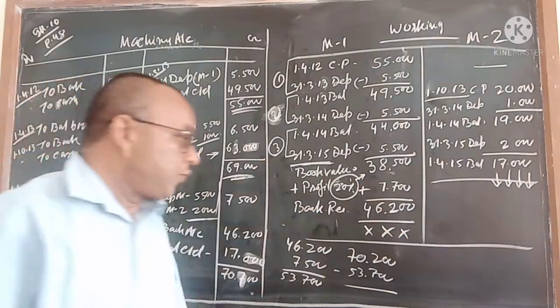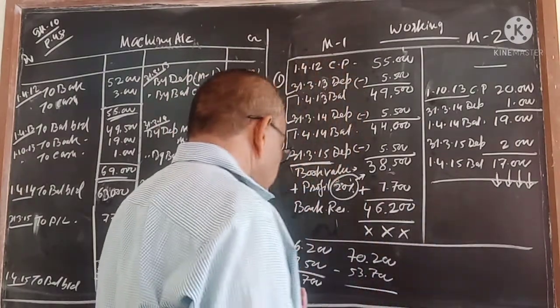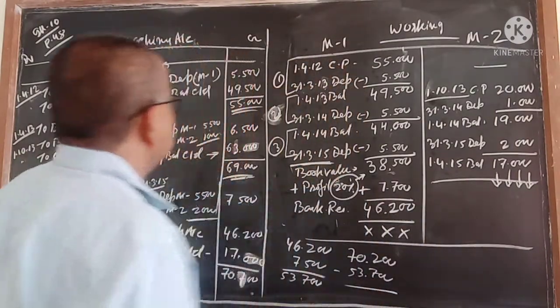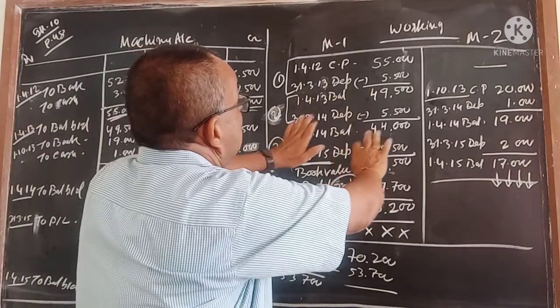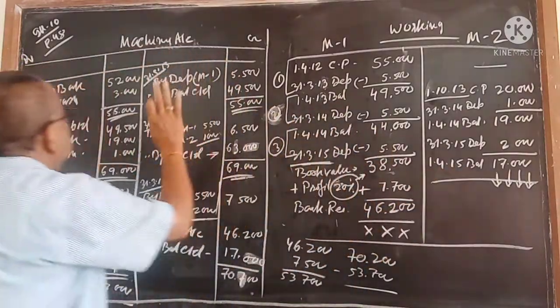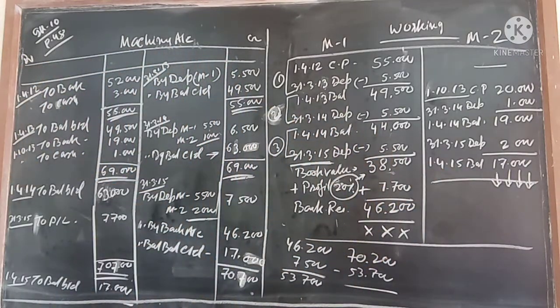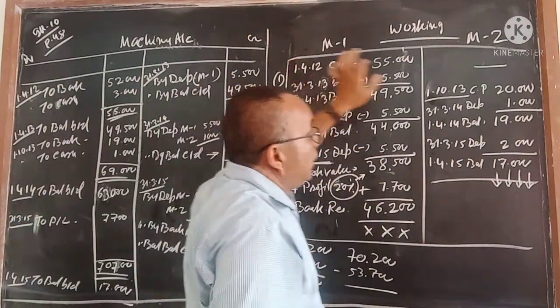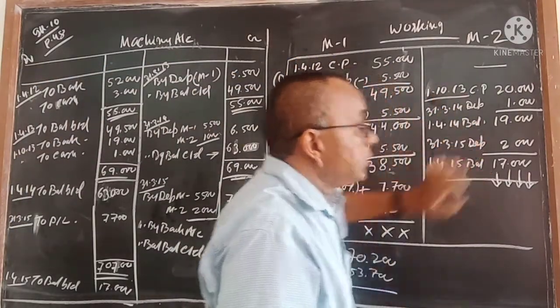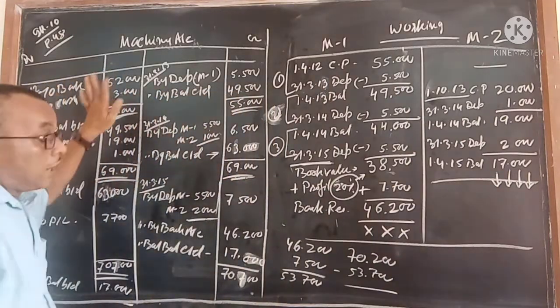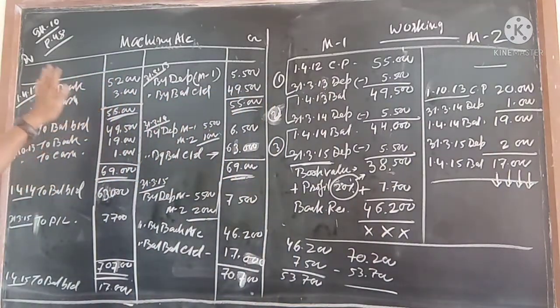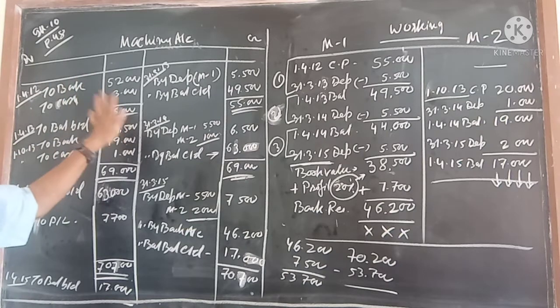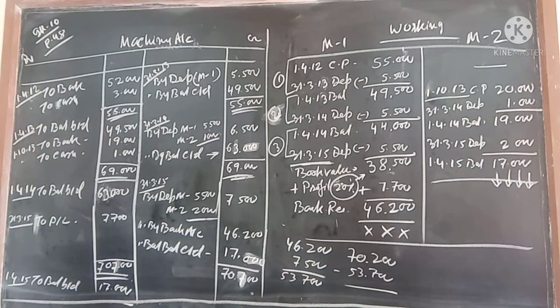Students, once again you follow this one. What I want to tell you, that one once again you follow. Machine 1 working, machine 2 working. This is the machinery account ledger. Machinery working we will do, and M1 and M2 working you will do separately, and when you do the machinery account, that time you will do M1 and M2 together. This is the main thing of this sum.